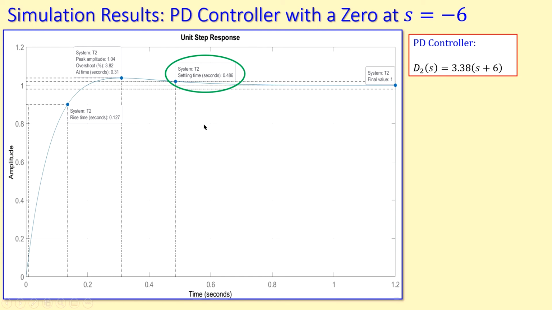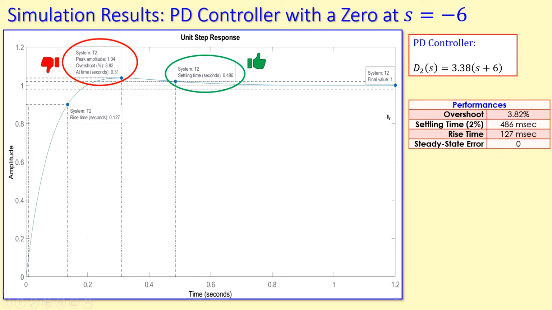So it is again within our requirements, and that is good. But the overshoot is again still not what we want. So it is less than the 5.5 in the first case, and it is definitely less than the 7.5% in the previous case with the 0 at -8 for the PD controller. But this is again still not what we wanted. It is still too much. It is 3.8% approximately. So that is still not good.